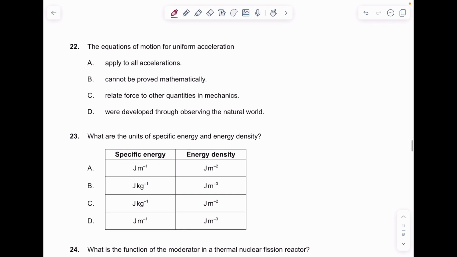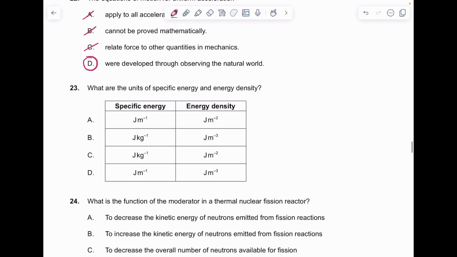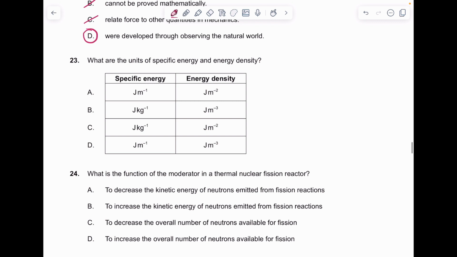Okay, question 22. Equations of motion for uniform acceleration apply to all accelerations. No, they do not. Acceleration has to be constant. Cannot be proved mathematically. Yes, they absolutely can. Relate force to other quantities in mechanics. Well, force is not part of the uniform acceleration equations of motion. Were developed through observing the natural world. Yes, they were.